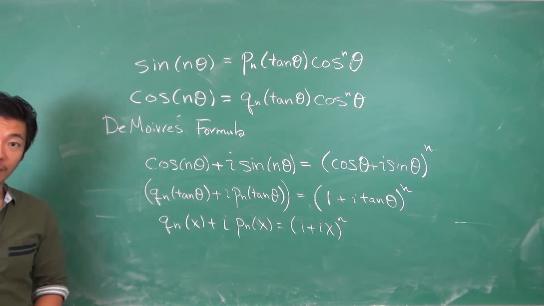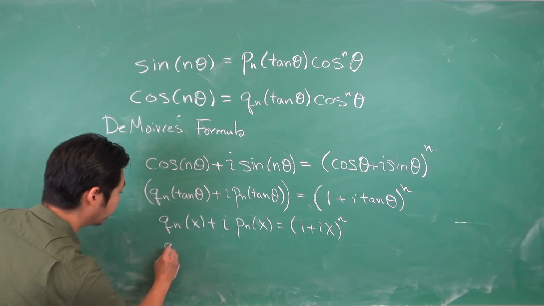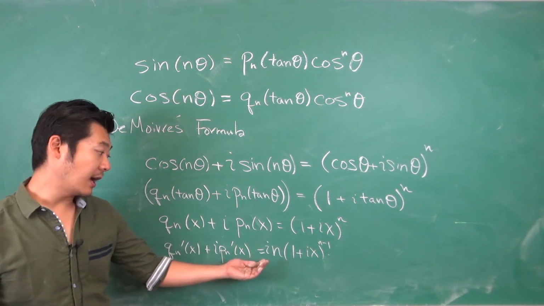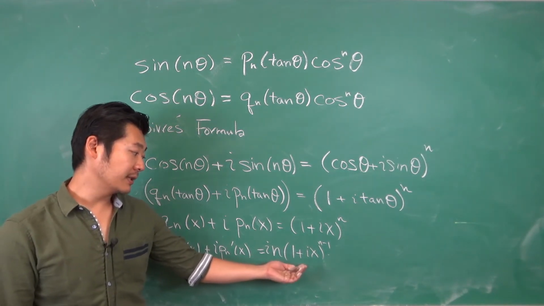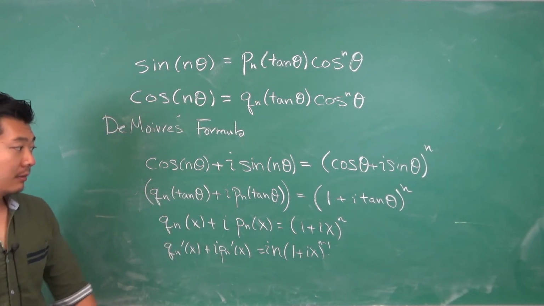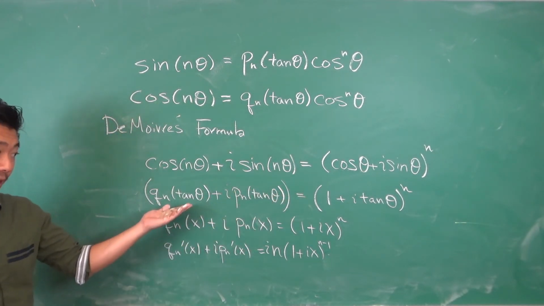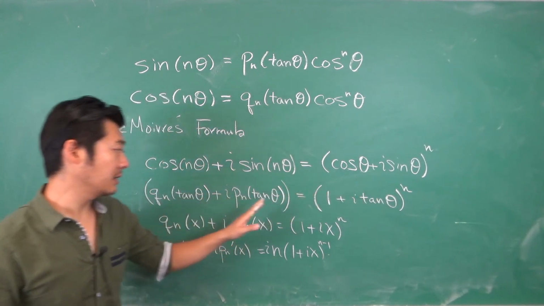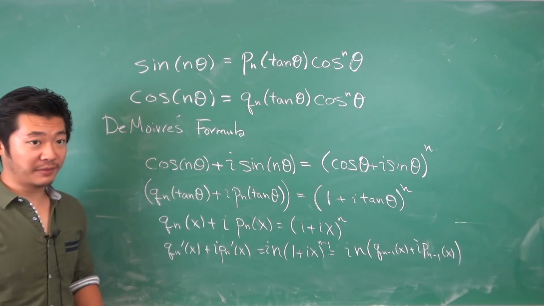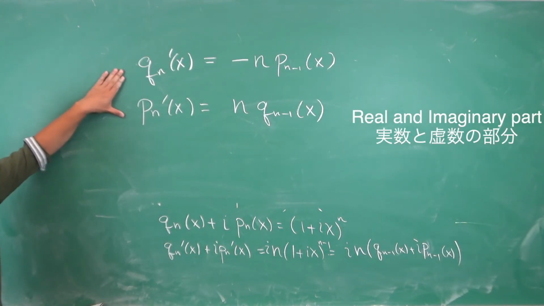Now we can take the derivative of both sides, so that on this side, this will be i times n times 1 plus ix to the n minus 1. But when it's n minus 1, it's simply this thing, but with an n minus 1 here. If we match the real and imaginary part, we get our result.